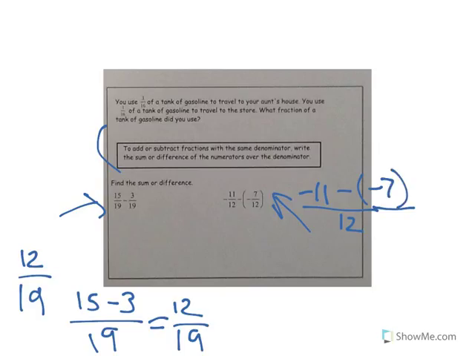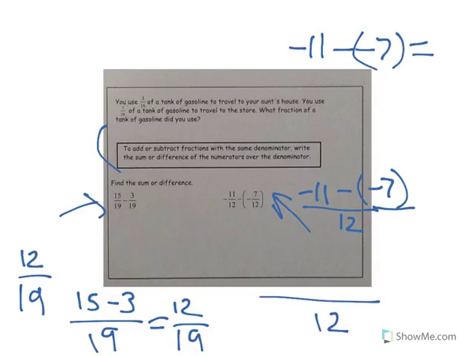We know it's over 12ths. So what's negative 11 minus negative 7? That's equal to negative 11 plus 7, which is negative 4. And so your answer is negative 4 over 12. If you simplify, it's negative 1/3, because 4 goes into the top and the bottom. So that's how it works.